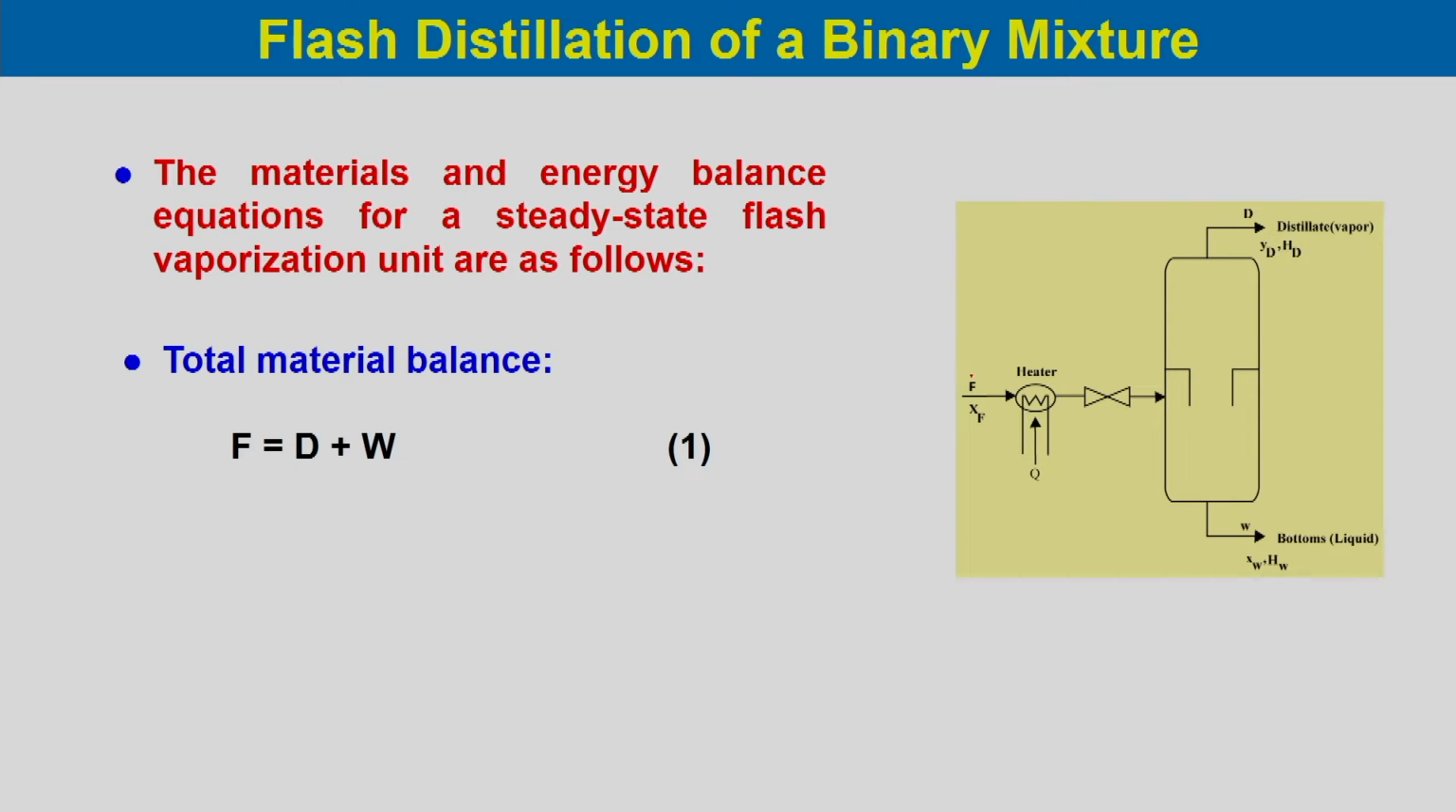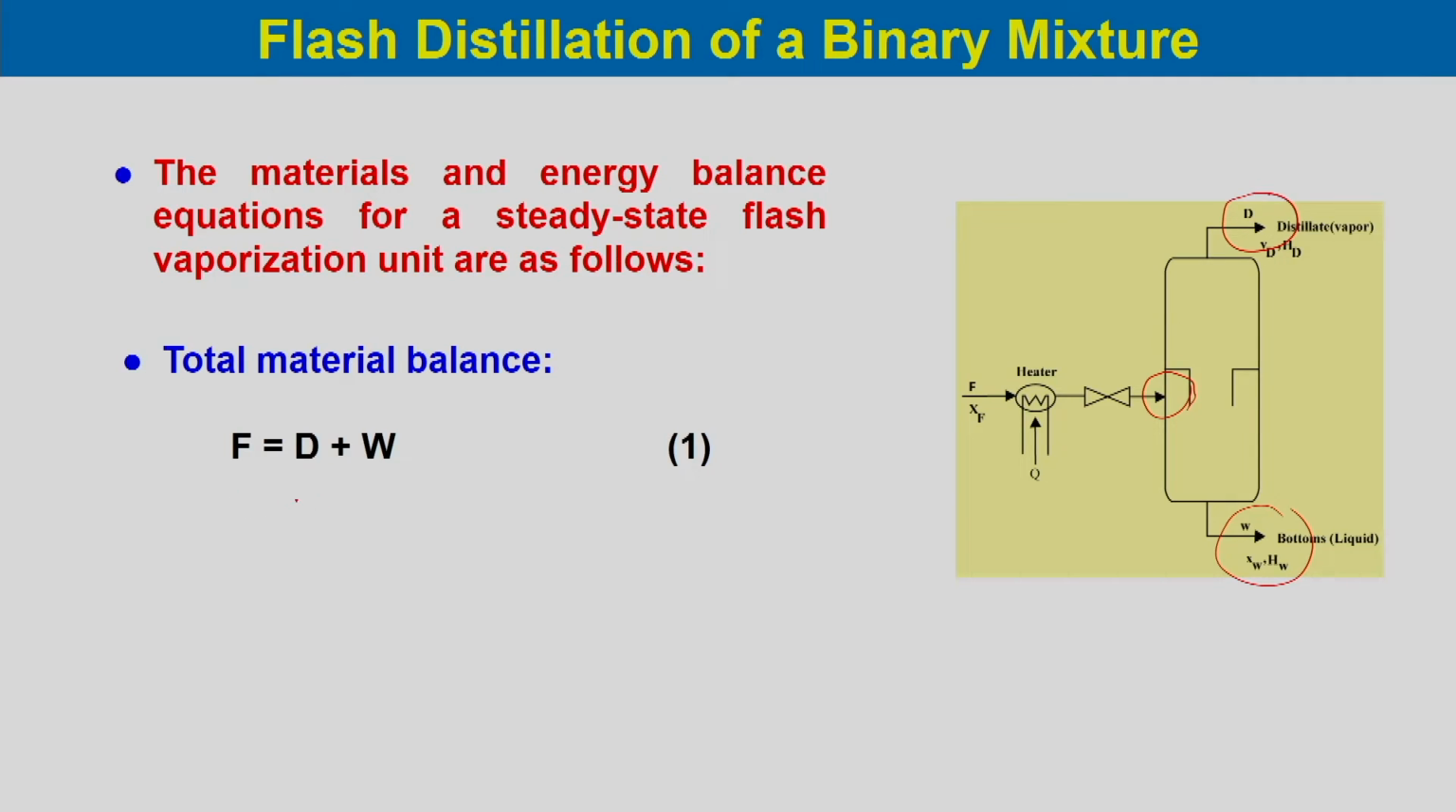So, the feed is F moles per unit time, and you have a distillate flow rate D and a bottom flow rate W. The total material balance: entering the flash drum is F, and out from the column are these two. So, rate of moles in would be equal to rate of moles out. If you do that, F would be equal to D plus W. Let us say this is equation 1.